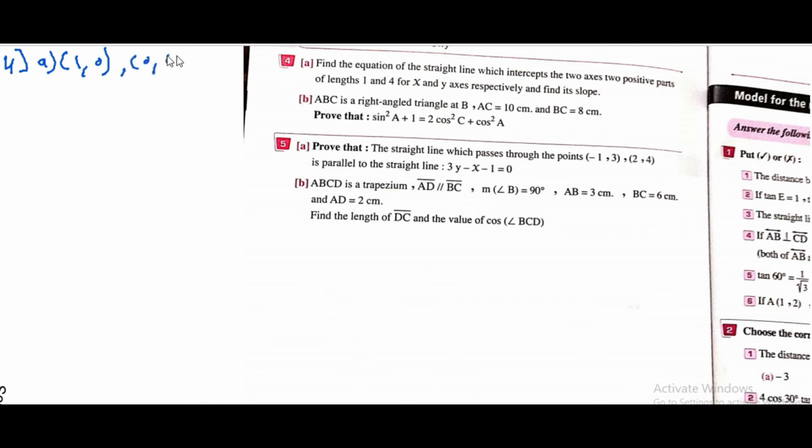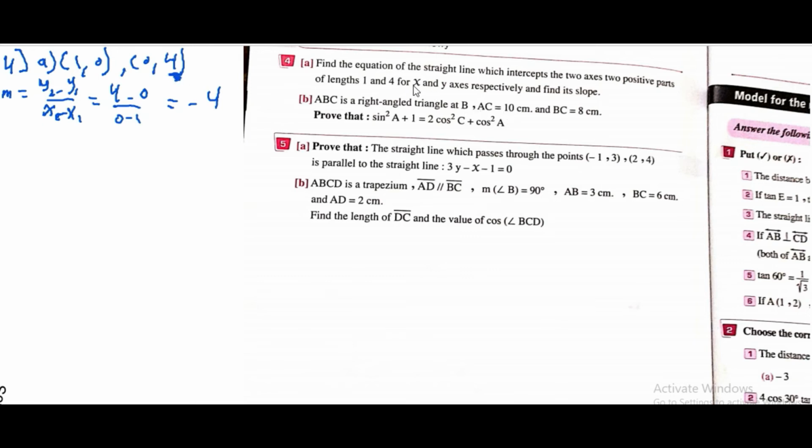We must find the slope. To find the equation, we must find the slope. m equals y2 minus y1 over x2 minus x1, equals 4 minus 0 over 0 minus 1, equals negative 4. Since the line passes through the point (0, 4), the intercepted part from the y-axis is 4, and it is given in the problem.